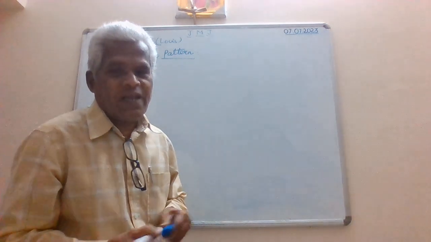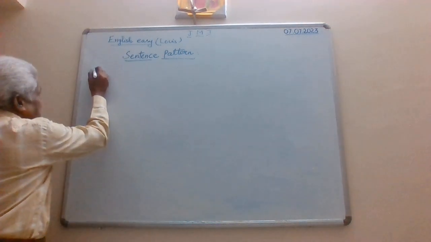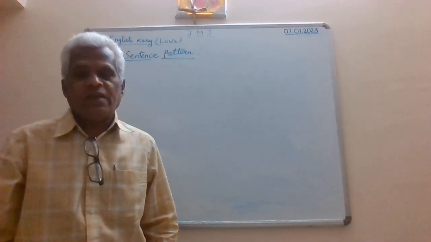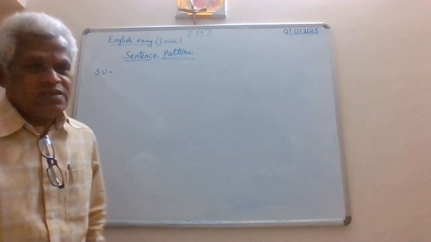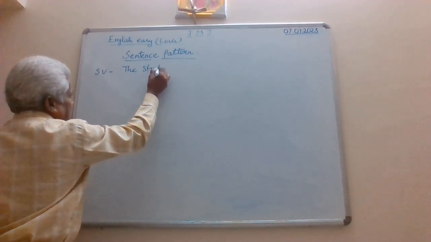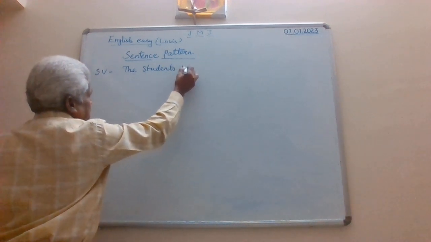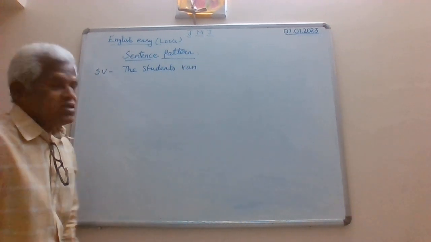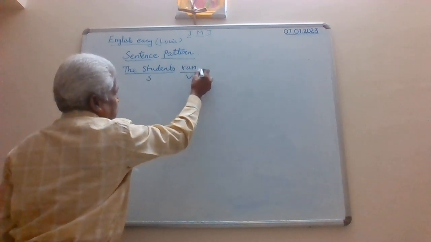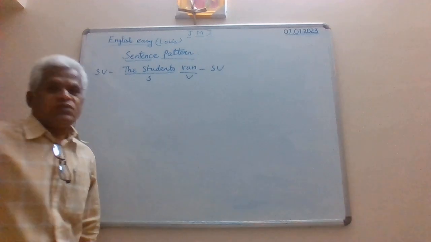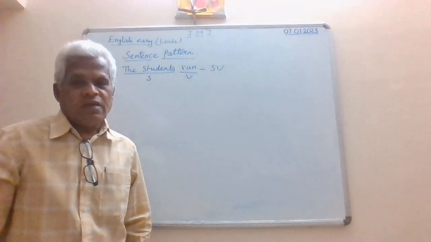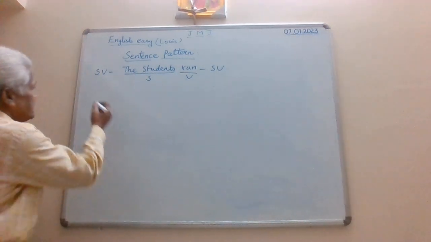So what was the first pattern? We wrote SV, subject and verb. Now can we think of a sentence here? For example, the students run. What is your subject here? Students. So this is your subject and this is your verb. Therefore, this is the SV pattern.